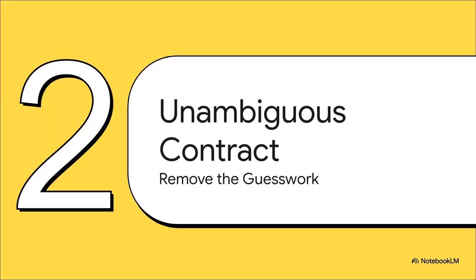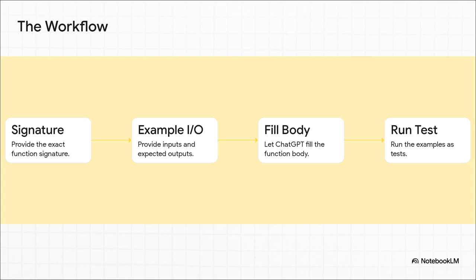Section 2. The unambiguous contract. Setting up this unambiguous contract is actually an incredibly simple, repeatable workflow for literally any developer. Here's how it goes. Step 1, provide the exact signature. Step 2, provide the example inputs and outputs. And step 3, ChatGPT, or whatever your AI of choice is, fills in the body of the function. And step 4, you run the test. That's it. You give it the contract, you give it the test, and you just let the AI do its thing and fill in the middle. It takes all the heavy lifting off your plate, but totally leaves you in the driver's seat.